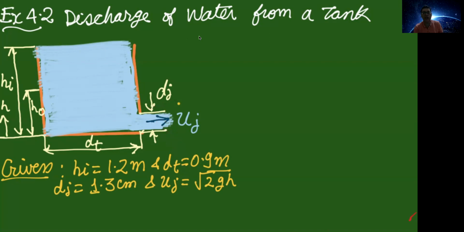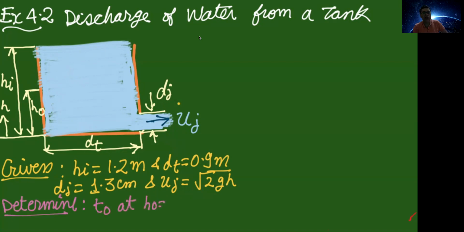This velocity of the jet is given to you as under root 2 gh. So note that when the discharge starts, the h is the height of the column of the water inside the tank. So at time t equals 0, this h is equal to hi. When it is half filled up, this h is equal to h naught. As the height of the water column is reducing as time progresses due to discharge, this jet velocity is also reducing. It is directly proportional to the square root of the height of the water column inside the tank.